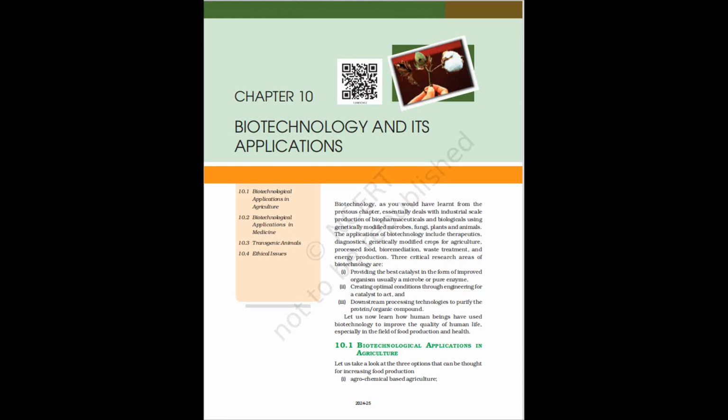ELISA is based on the principle of antigen-antibody interaction. Infection by pathogen can be detected by the presence of antigens, proteins, glycoproteins, etc., or by detecting the antibodies synthesized against the pathogen. 10.3 Transgenic animals. Animals that have had their DNA manipulated to possess and express an extra, foreign, gene are known as transgenic animals.